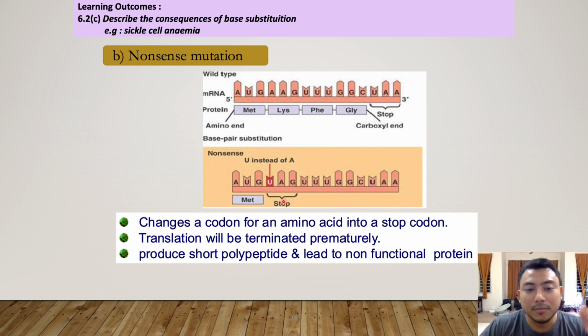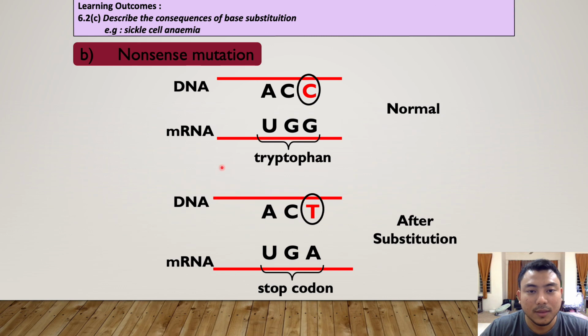Again, why? Because A here is being substituted with U, so you have UAG. So this is a stop codon. So again, ACC now becomes ACT, and the mRNA is UGA. Can remember there are 3: UAA, UAG, UGA. So UGA is a stop codon.